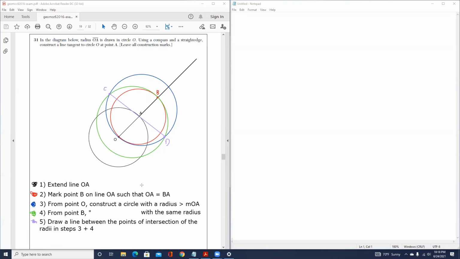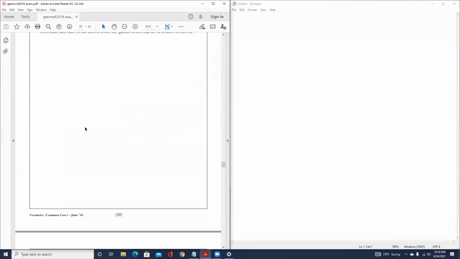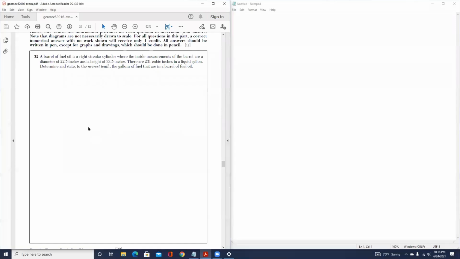So if you're doing this on paper, I don't think you need to write out all of these steps. I'm only doing it because that's what's easiest to do on a computer. But moving forward to question 32.